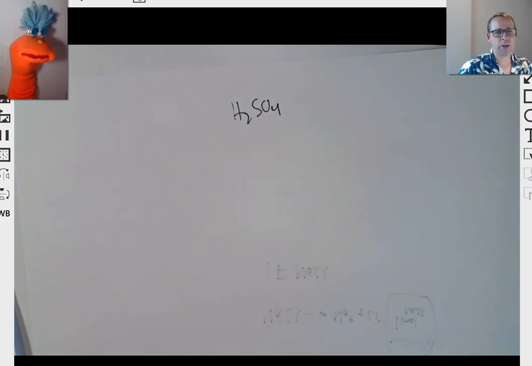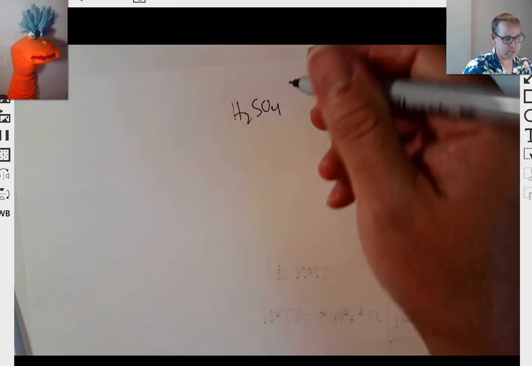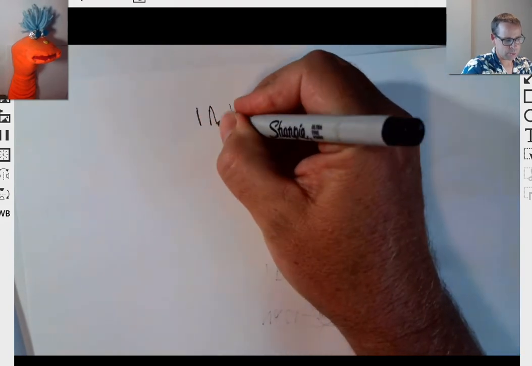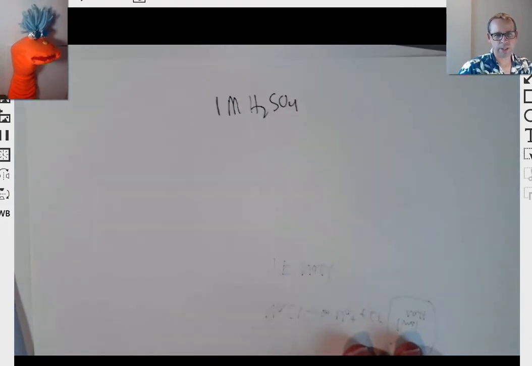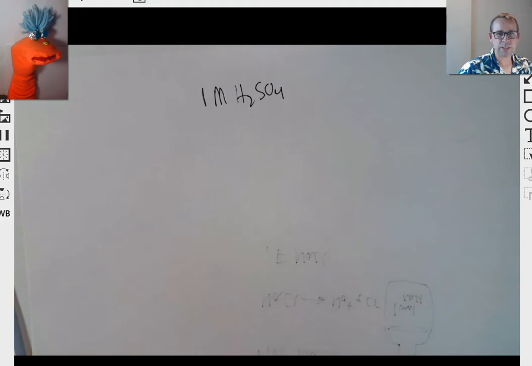Now, do you remember what kind of compound that is? Is that an acid? Yes, that's an acid. Very good. So if I say I have a solution of 1 molar H2SO4, that's expressing, again, that I put in 1 mole of H2SO4 into a liter of solution, diluted it with water.